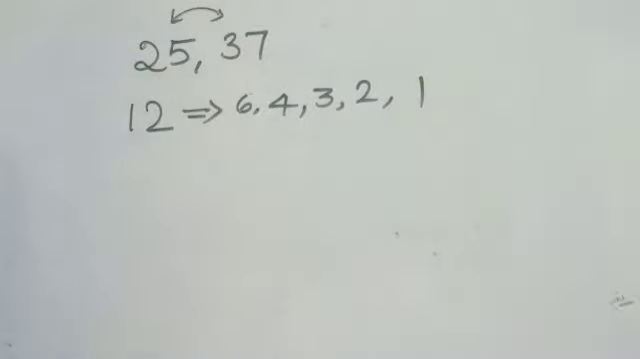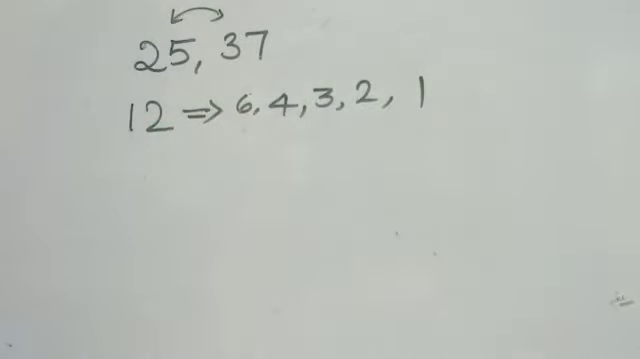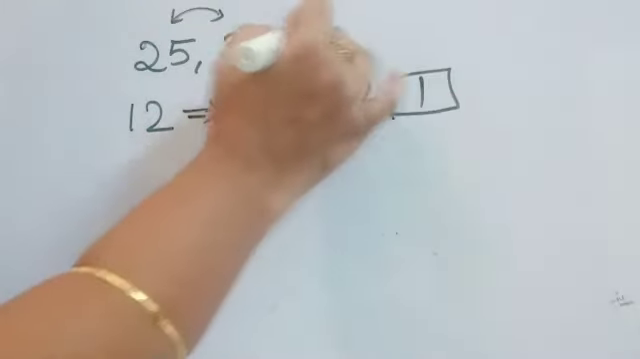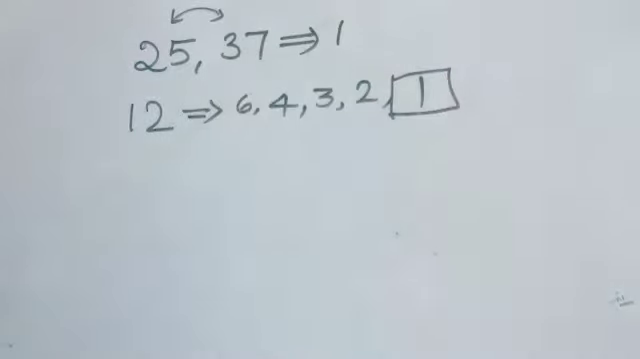6 is not a divisor of 25 and 37. 4 is not a divisor of 25 and 37. 3 is not a divisor of 25 and 37. And 2 is also not a divisor of 25 and 37. So we can conclude that 1 is the highest common factor, HCF, for these two numbers.